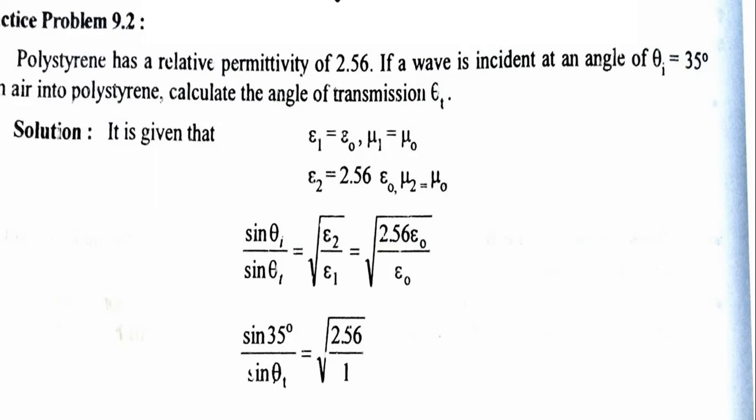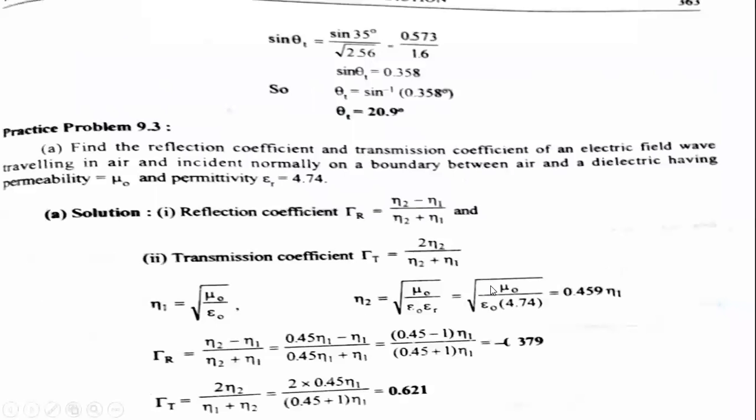Now, sine theta I will go to one side, sine theta t to the other side, and sine 35 with root of 2.56 stays as it is. So sine 35 degrees is 0.573, divided by root of 2.56, which is 1.6. Now sine theta t is equal to 0.358.